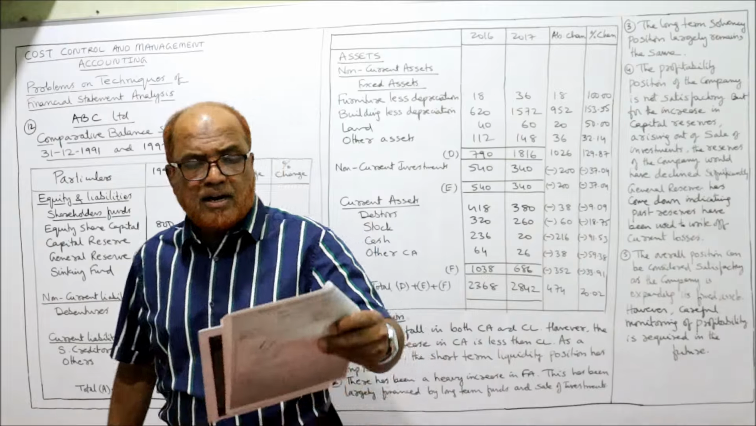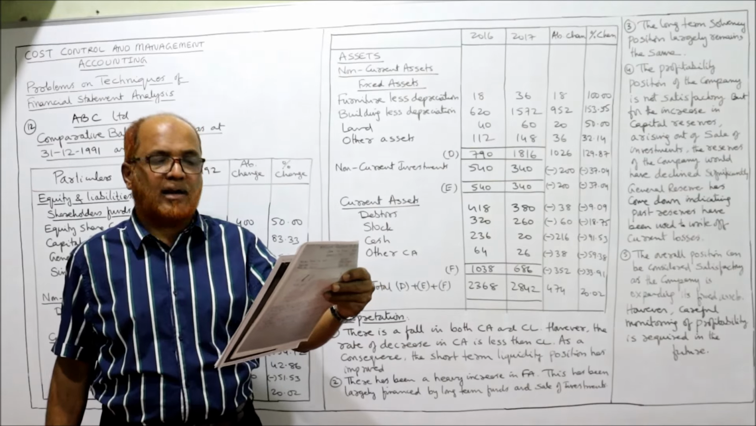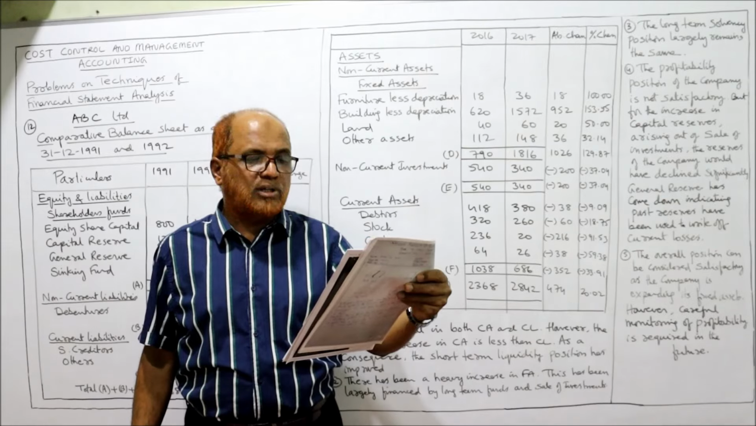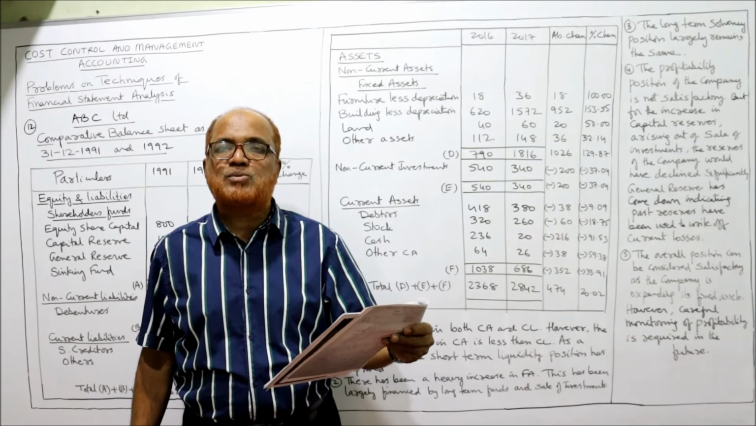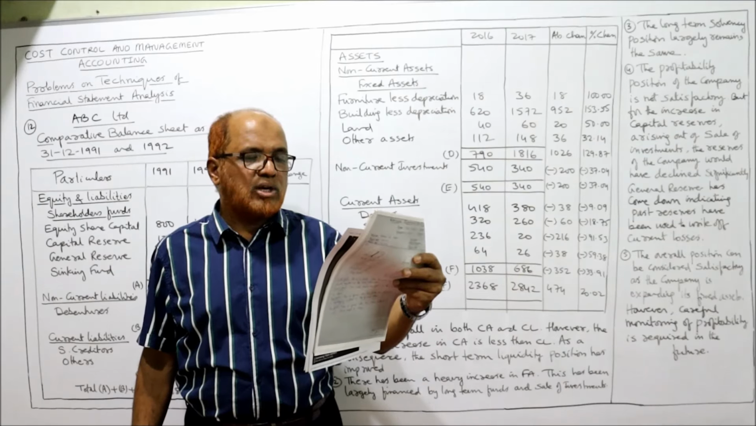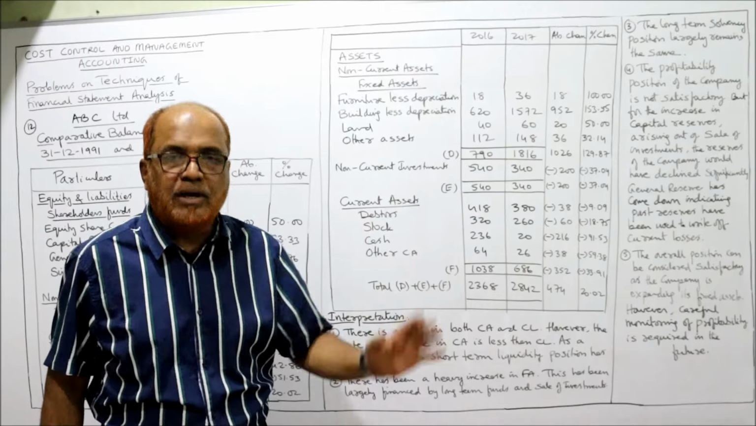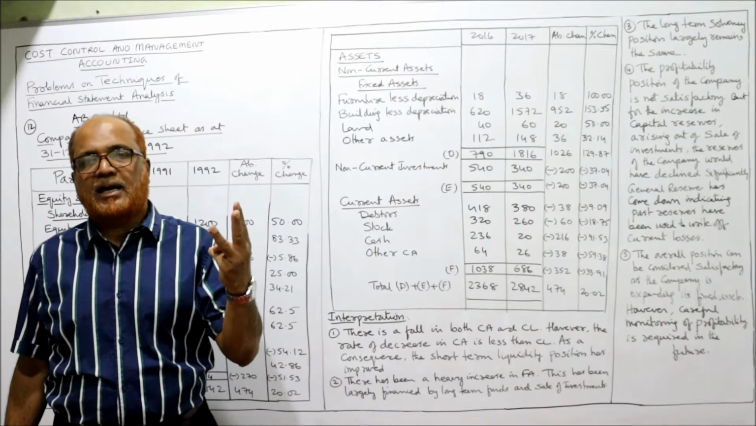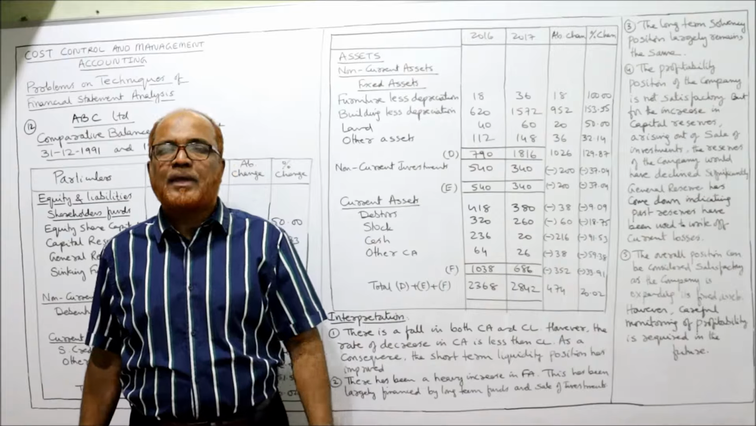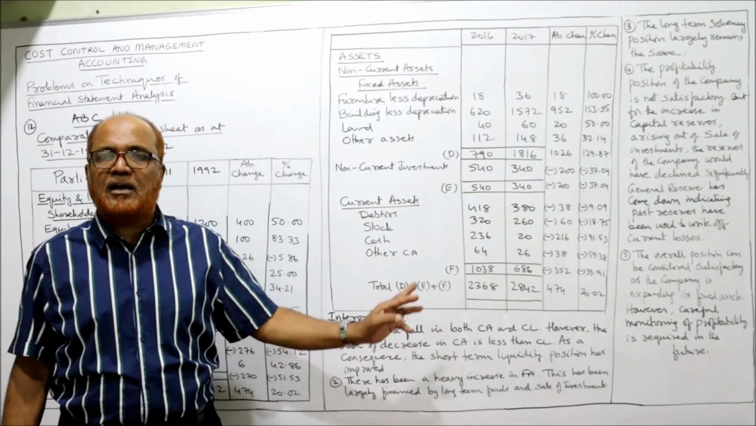In the problem it is given, current assets are debtors, stock, cash, others. These 4 are the current assets. Then investments. Actually, investments is a huge amount, 540, 340. So I assumed the investment as a long-term investment. Then fixed assets are furniture less depreciation, building less depreciation, land and other fixed assets. So I will divide the assets into 3 categories. The first one is non-current assets, that is fixed assets. Then we will take non-current investments. Then lastly we will take current assets.